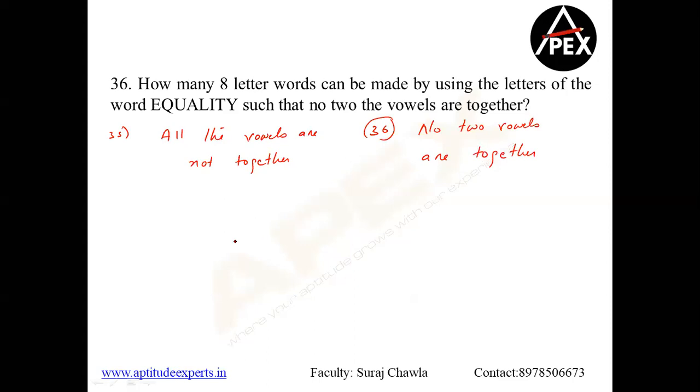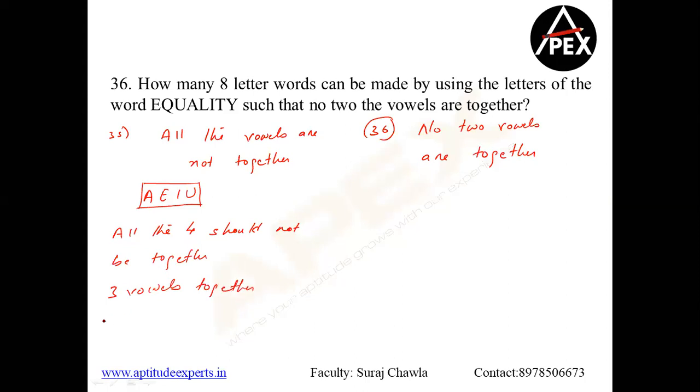First, understand the difference. When I say all the vowels are not together, so we know that our vowels are A, E, I, and U. Clear? So it means all the four should not be together. I'm just making you understand this concept because generally students get confused with this. All the four should not be together. What does that mean? I can have three vowels together, or I can have two vowels together, or I can have no vowels together. Now is it clear, guys?